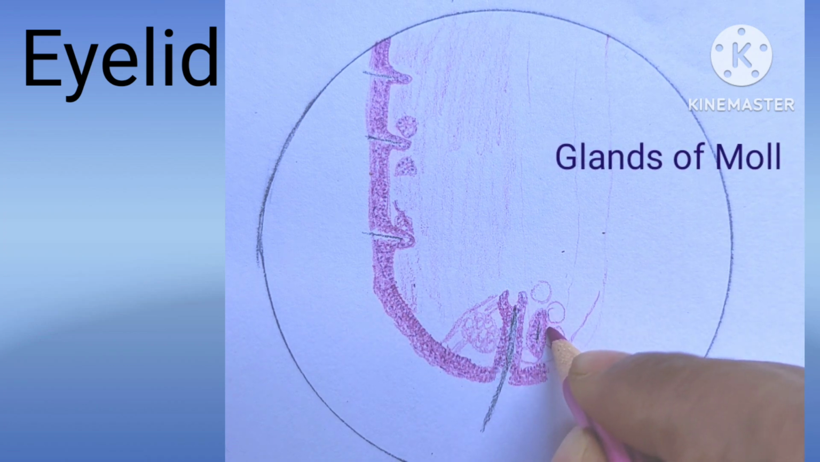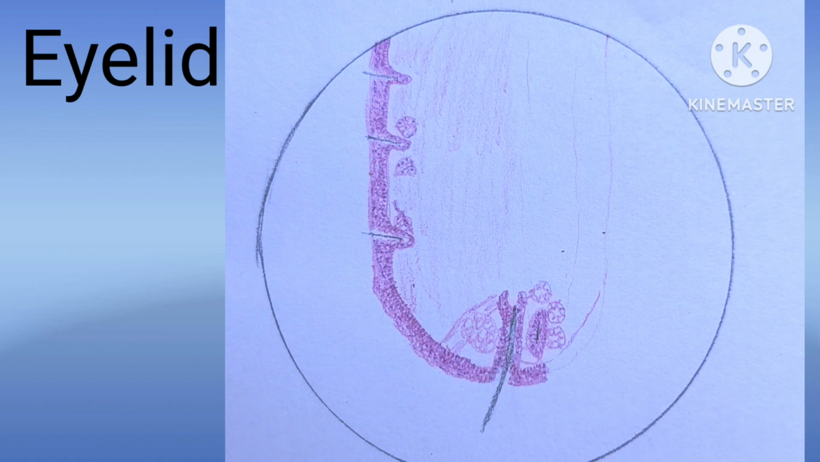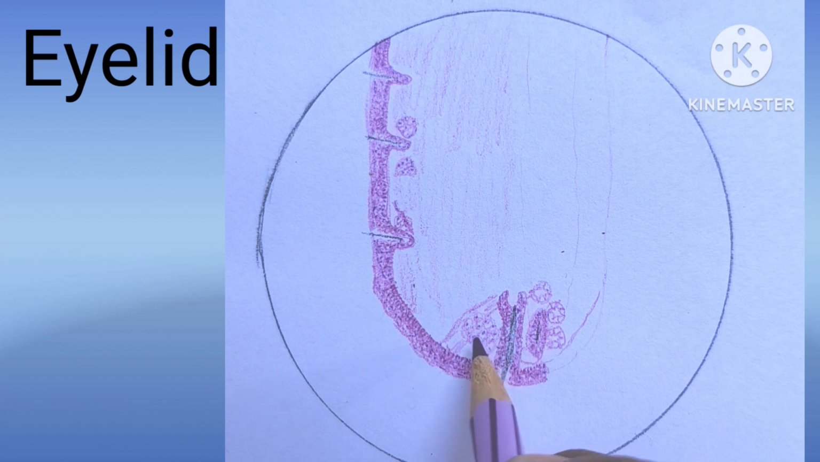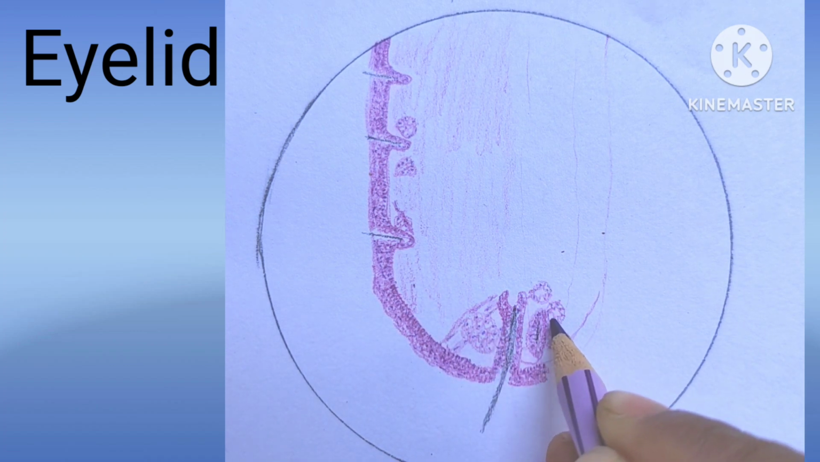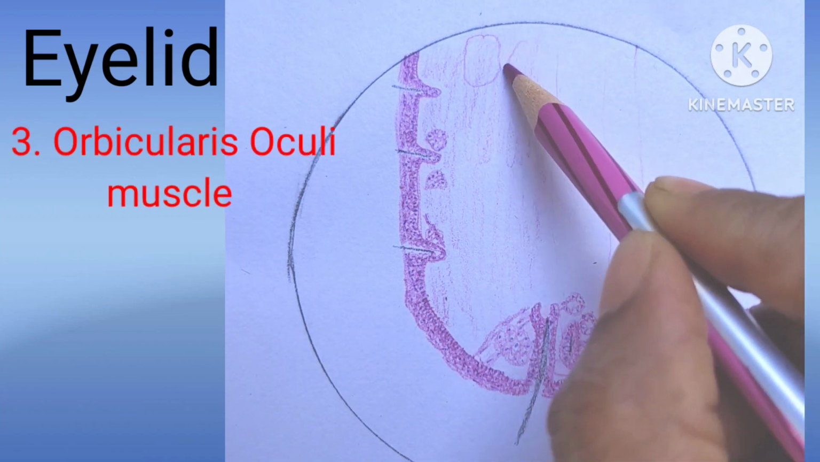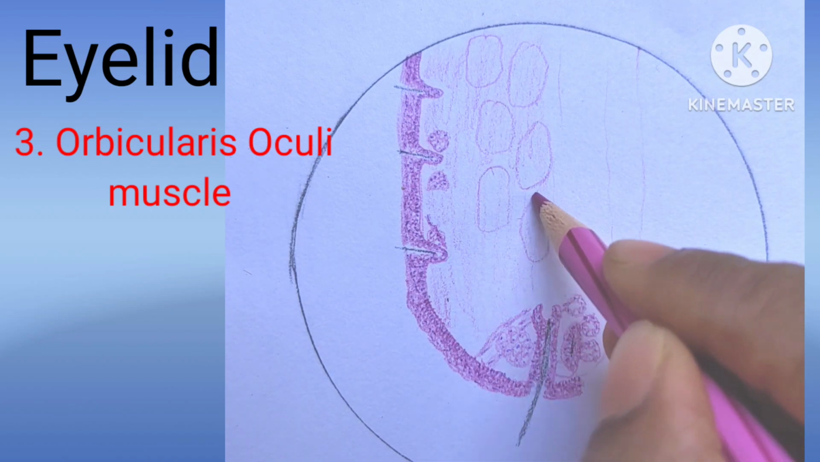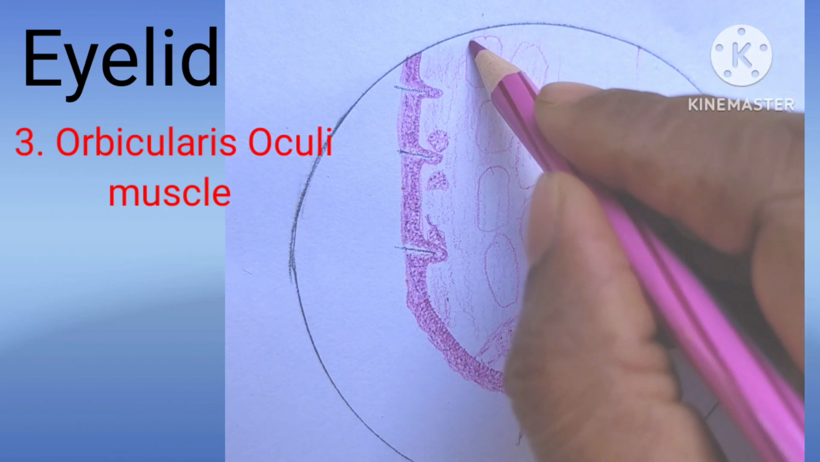There are some modified sweat glands also present near the free edges of the eyelid. These are called the glands of Moll. These are the apocrine glands of the eyelashes. The sebaceous glands are holocrine in nature, so keep centrally placed nuclei, whereas the glands of Moll are similar to serous glands, as you have to write. They have apocrine secretion. Now the third layer is the layer of orbicularis oculi muscle.